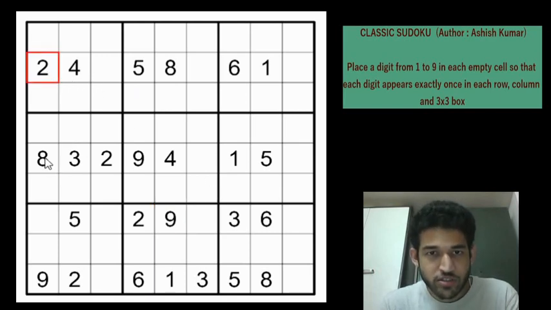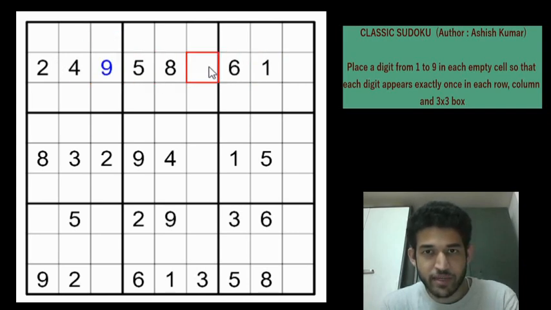Let's look at rows 2, 5 and 9, right? Let's write the candidates which are not present in those rows. 2, 4, 5, 8, 1 and 6. Remaining digits are 3, 7 and 9. We can pencil mark them, right? We'll write the candidates. This will be 3, 7, 9. This will be 3, 7, 9 and this will be 3, 7, 9.